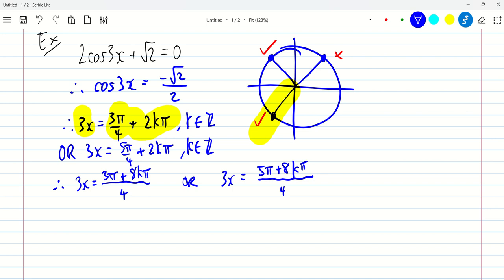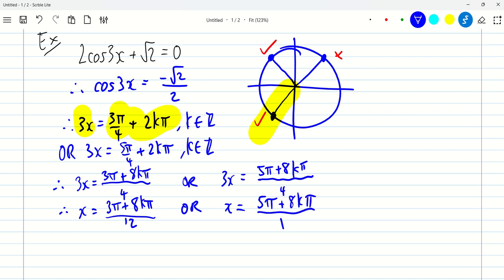All good. And now what I'm going to do, just to finish it off, I'm going to divide both sides by 3. So therefore, x is equal to 3 pi plus 8k pi over 12. I've divided both sides by 3. Or x equals, do the same thing, 5 pi plus 8k pi over 12.